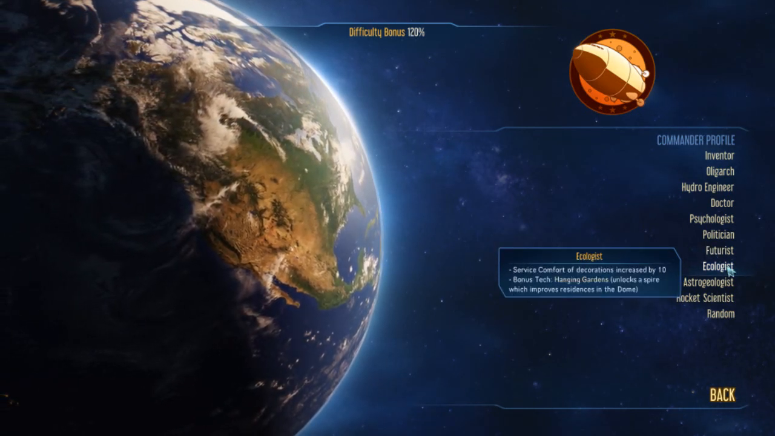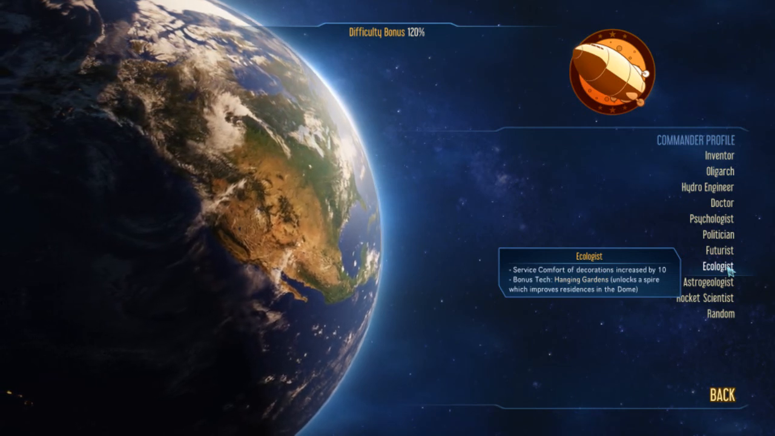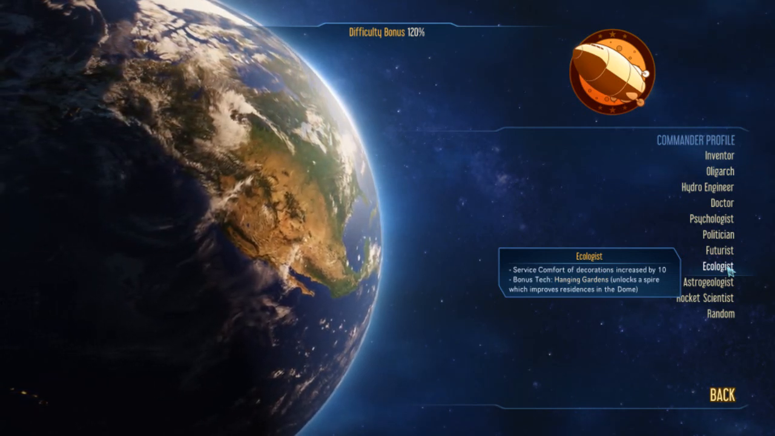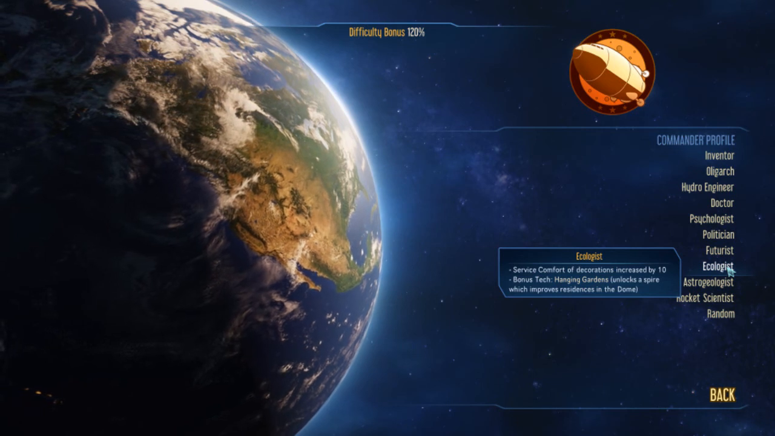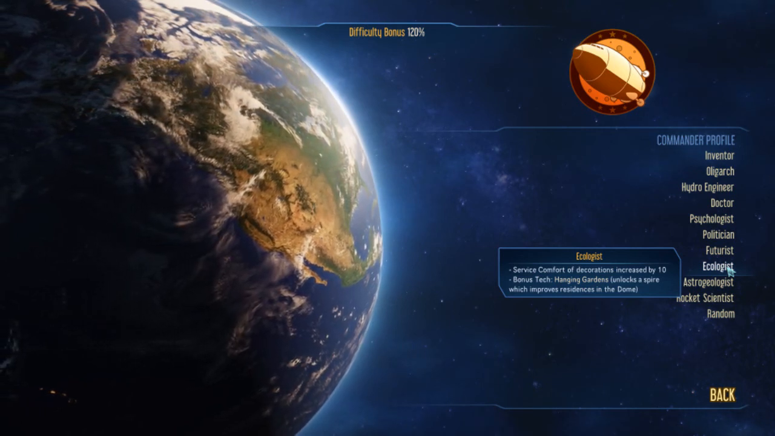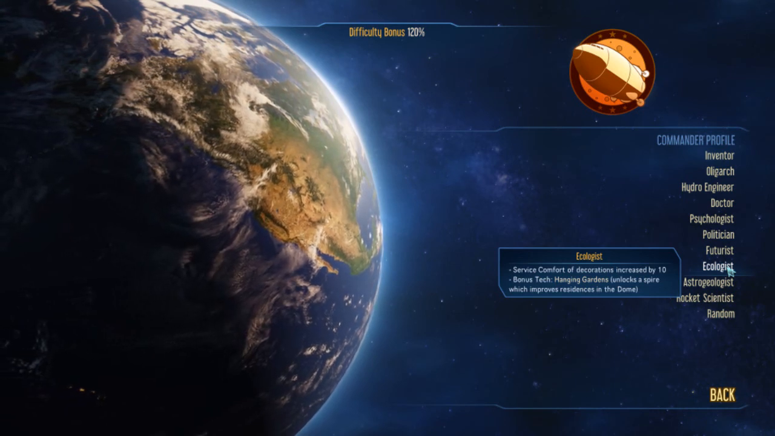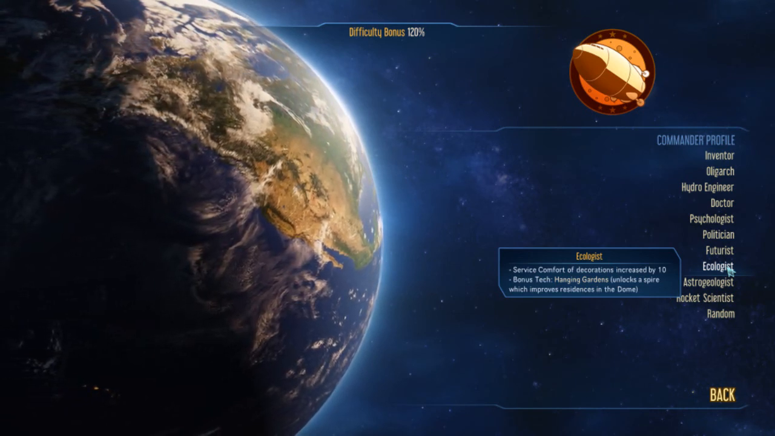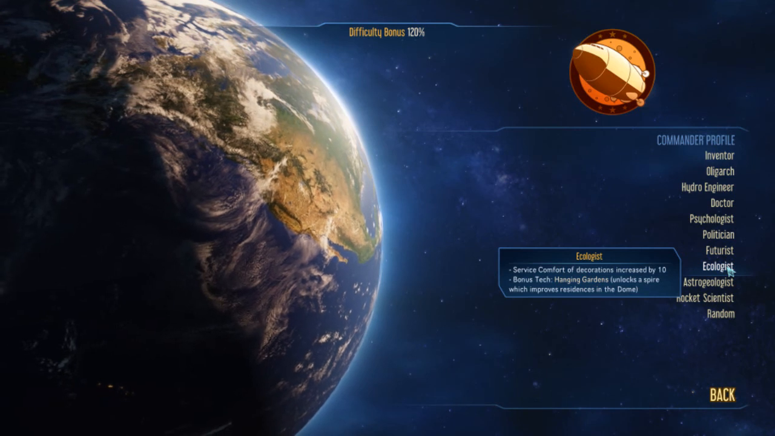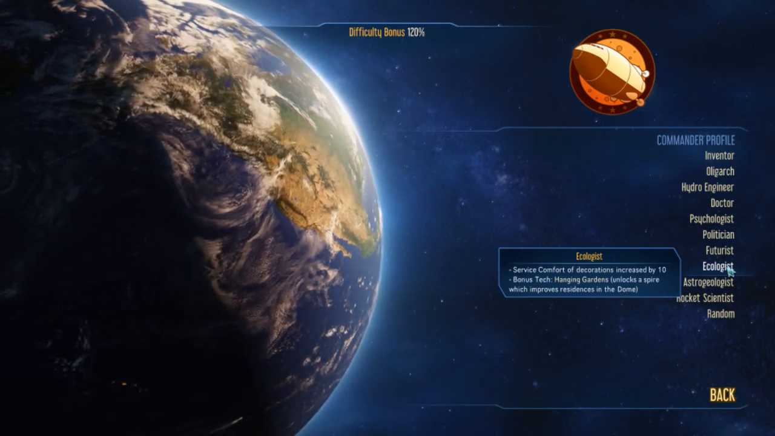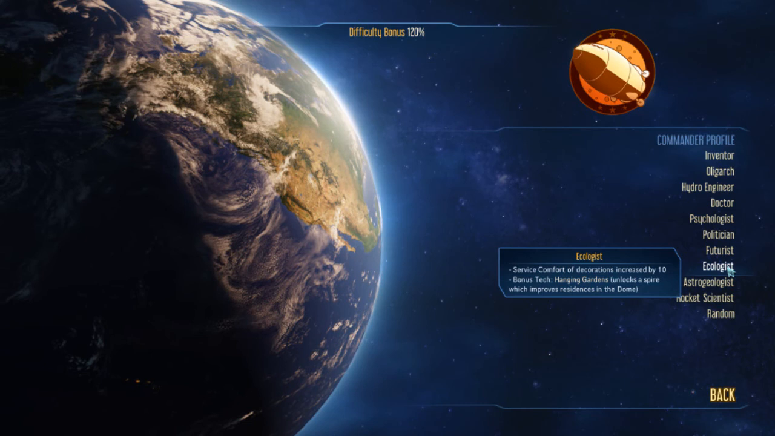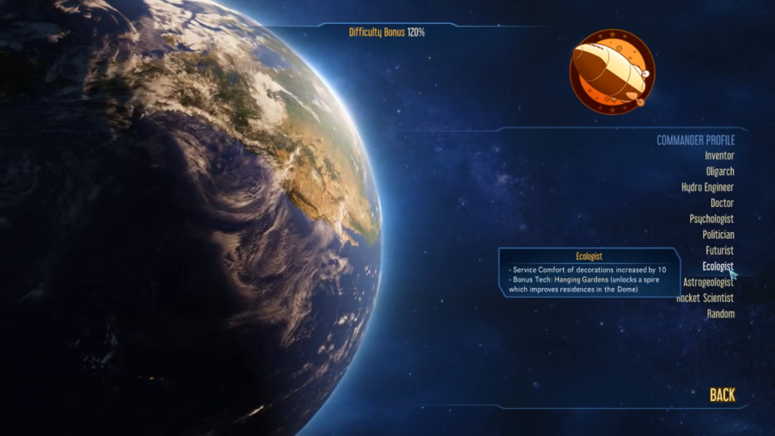Ecologist, service comfort of decorations increased by 10. This is actually a fairly decent bonus. Things like gardens, parks, lamps and benches and fountains and stuff like that make it so that people using them are happier than they would be if they were using an unupgraded one. And also they get the hanging garden. Basically, this improves the residence quality of everything in the dome. It's a very, very powerful thing if you're going to have a large residential block to add in a hanging gardens to it.